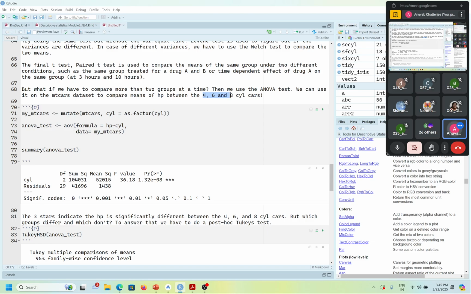When you're comparing means, you don't compare all the three together, or if you have more than three, you don't compare all of them together. You compare between 4 and 6, then 6 and 8, and 8 and 4, like this. So you compare in pairs only. So this test shows that at least two groups are significantly different from each other.